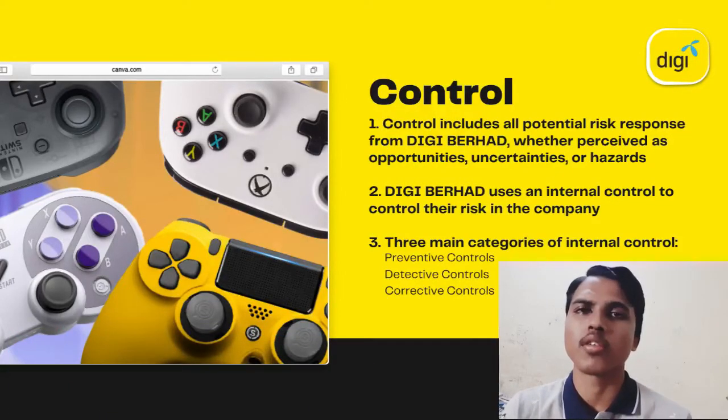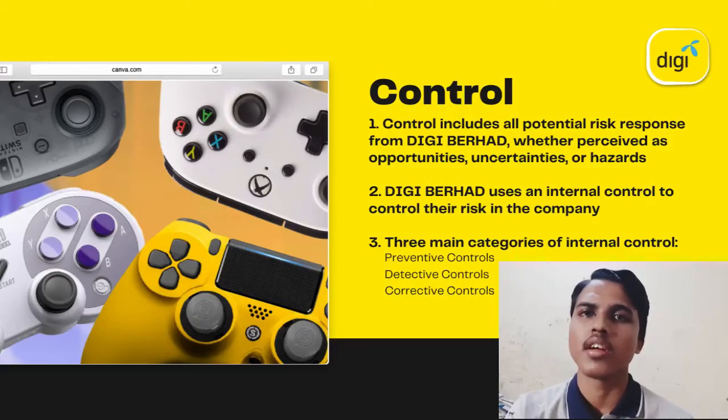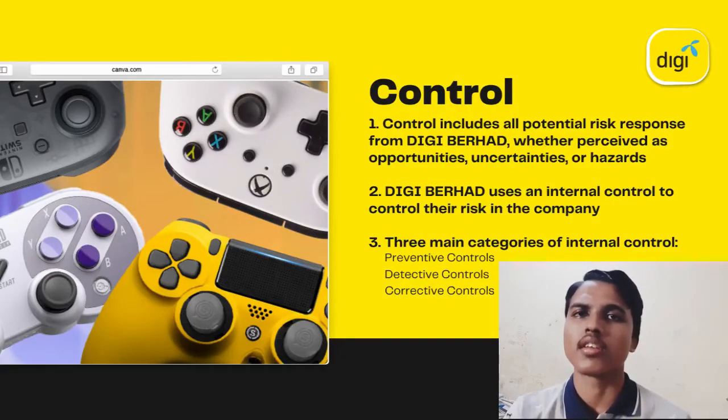So today I will continue my group presentation with control and alignment. Control includes all potential risk responses from DG Berhad, whether perceived as opportunities, uncertainties or hazards. DG Berhad uses internal control to control their risk in the company. There are 3 main categories of internal control.